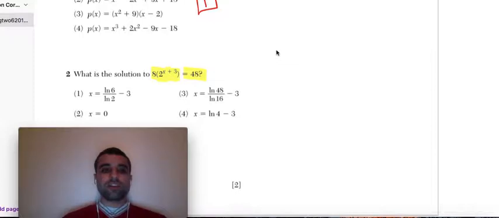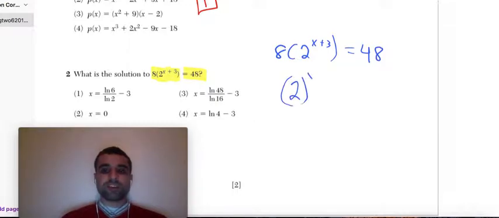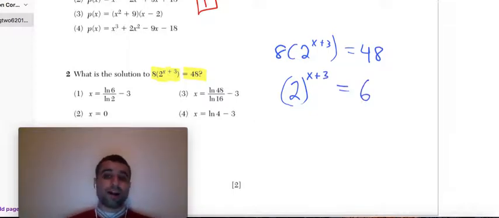So if I look at number 2, 8 times 2 all raised to the x plus 3 equals 48. If I divide both sides by 8, I get 2 raised to the x plus 3 power equals 48 divided by 8, which is 6. Now, I don't know why they insisted upon using the natural log, but now we take the natural log on both sides.